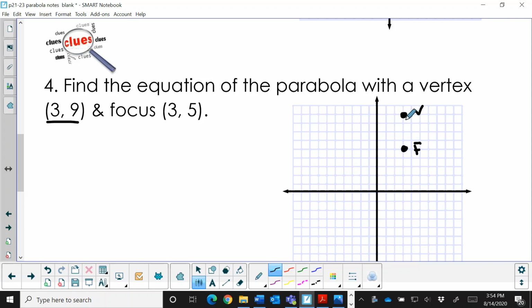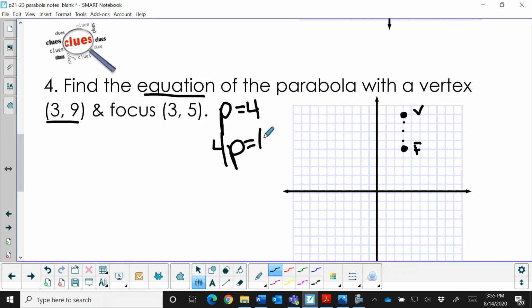Now, what this information gives me is the distance from the vertex to the focus, which is 4 units. So that means p is equal to 4. And since I'm looking for the equation, I actually need 4p. So multiply both sides by 4, and we get 4p is 16. Now, we can also figure out the facing. Because the vertex is above the focus, that means this one is going to face down.